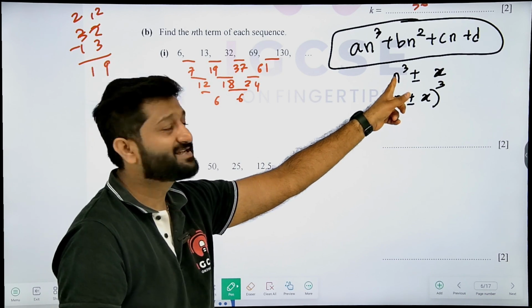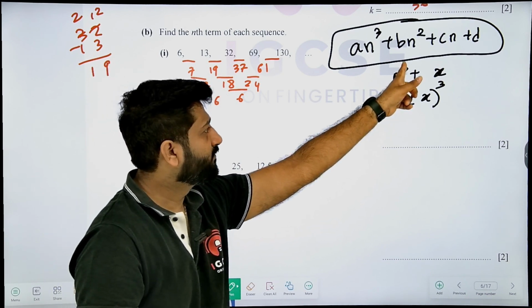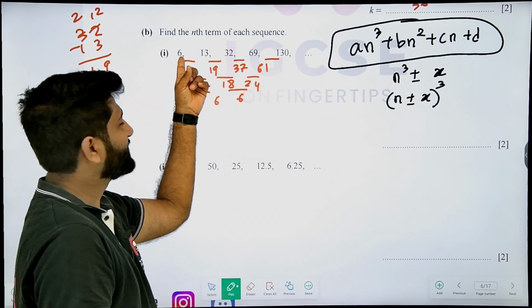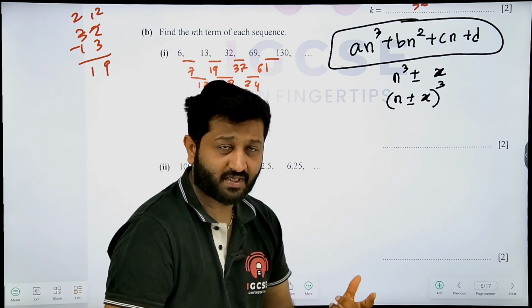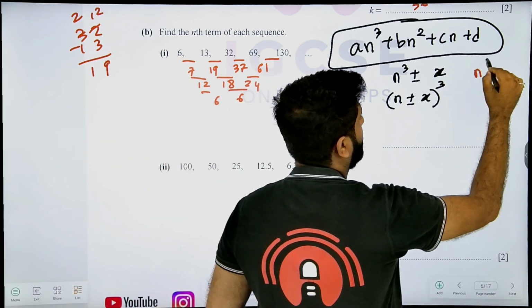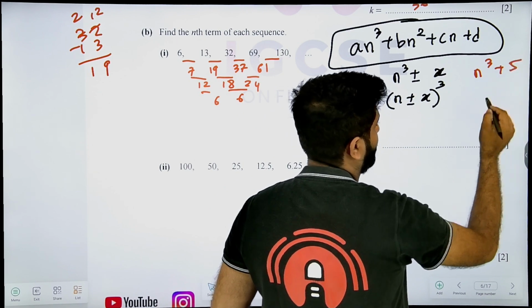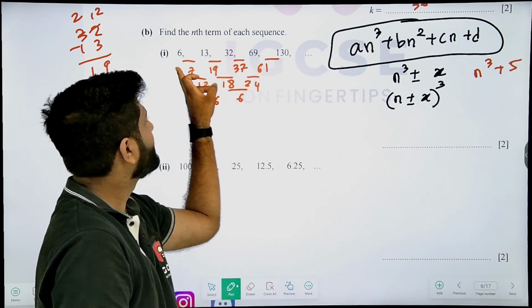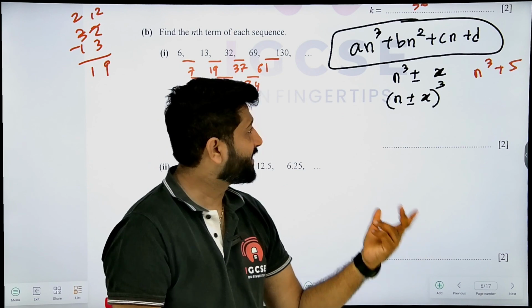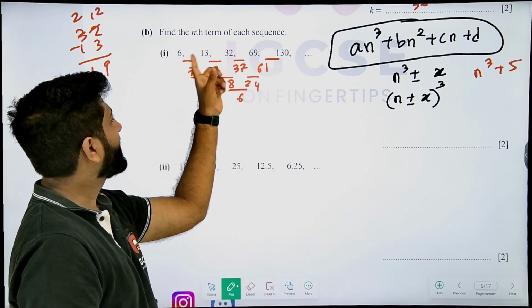So let's say when n is 1, I have 1 cubed. Now what is the first term over here, which is 6? How would I get 6 over here? If I do 1 cubed plus 5, I'll get my answer as 6, right? Agreed? Okay. Now the second term is 13.